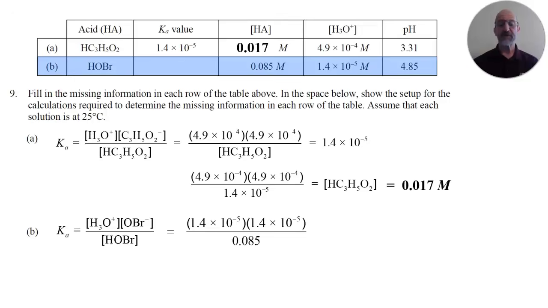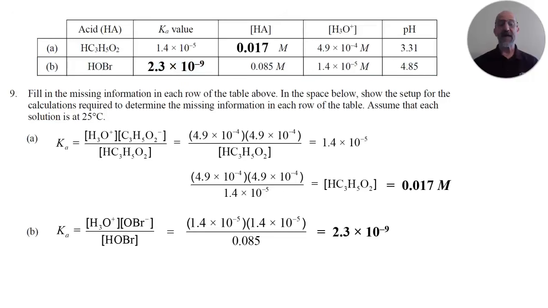So now all I have to do is pick up my calculator and do this math. So 1.4 times 10 to the negative 5 squared divided by 0.085 will give me the Ka value. And when I do that math, I get 2.3 times 10 to the negative 9. So the purpose of question 9 was to show you how you can fill in the missing information for a weak acid. So those are the correct answers to question 9.